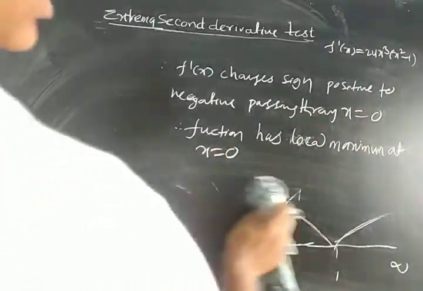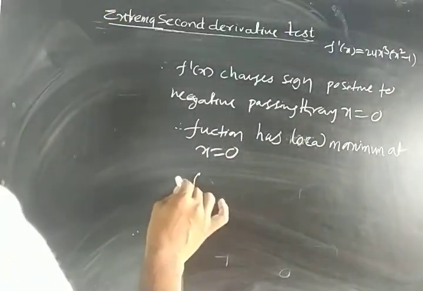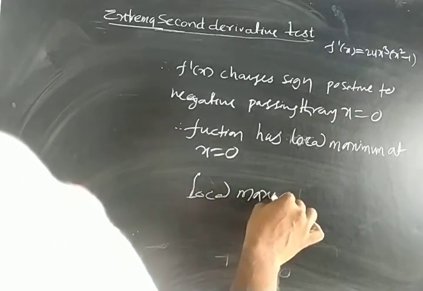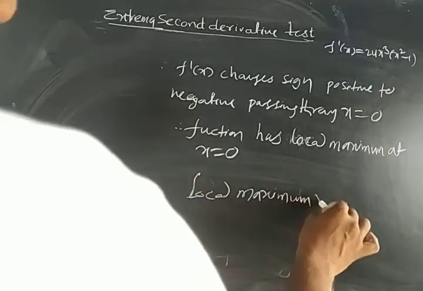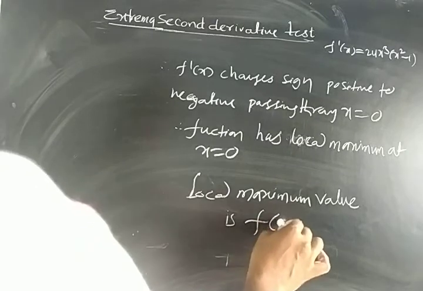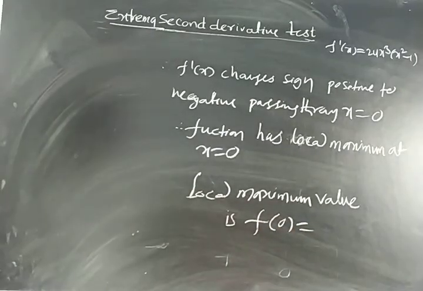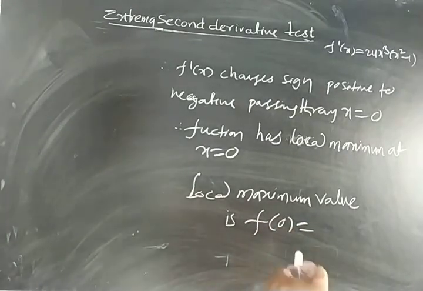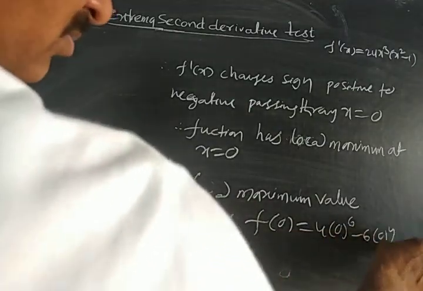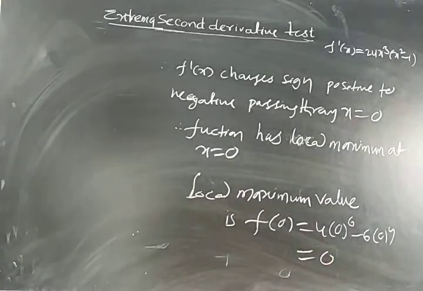What does the local maximum value mean? You have to substitute in the function. So the local maximum value is f of 0, which is 4 into 0 power 6 minus 6 into 0 power 4, that is 0. This is the local maximum value. So this is the procedure to use the second derivative test. In this way you have to solve the exercise problem.